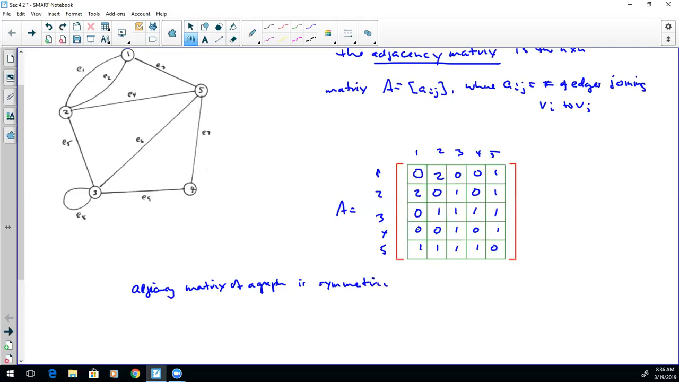What I mean by that is that row I is going to equal column I, because row I is where you count up the number of edges joining vertex I to the other guys, and column I is the number of edges that join the other guys to vertex I. In other words, this one that's up here in row 1, column 5, corresponds to the edge E3, and that corresponds to the edge down here that joins 5 and 1 together.